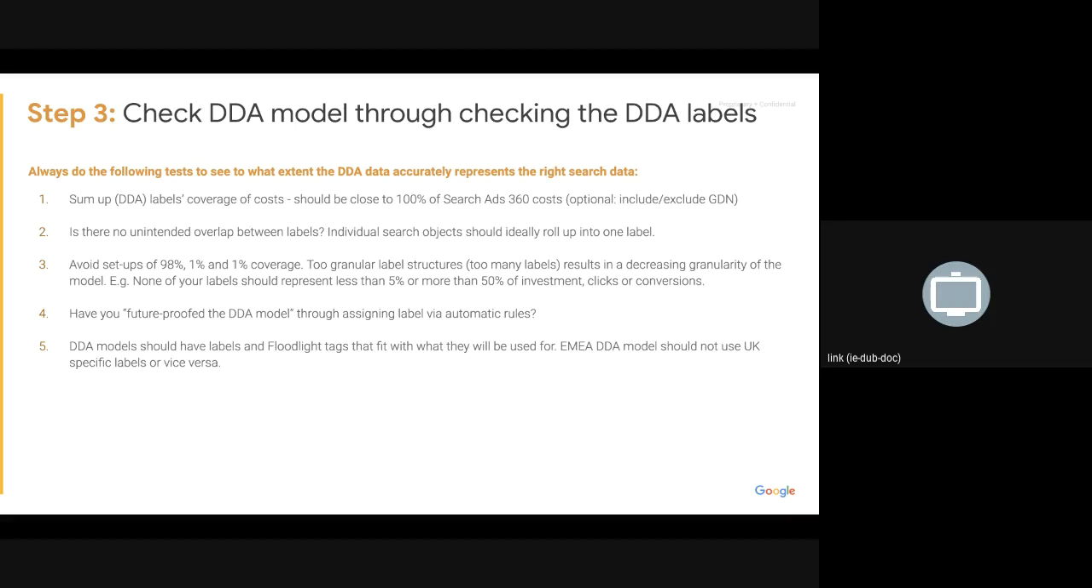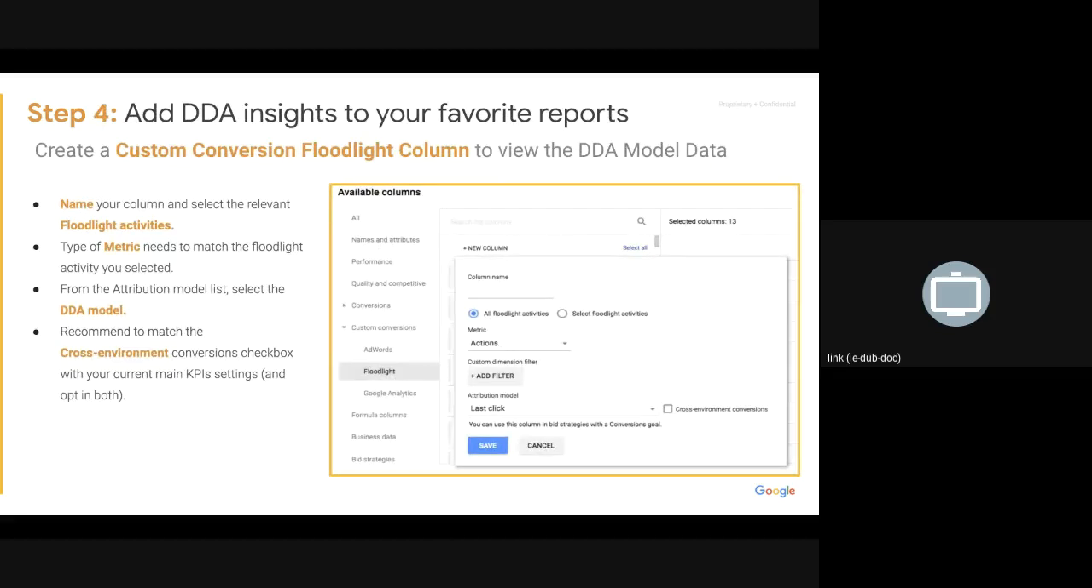Now that you've set up your DDA model, in order to fully visualize this data or report on it, you can set up custom conversion floodlight columns. The easiest way to do this is simply duplicate your existing last click based floodlight columns and simply change the attribution model in the drop down as seen in the image on the screen.